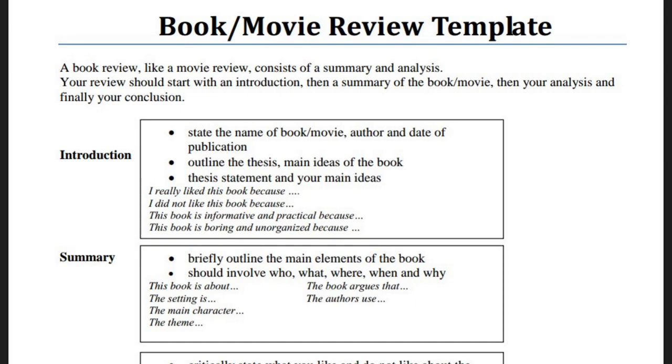Then the second thing that you must write is to outline the thesis, the main ideas of the book. Just a brief one or two sentence outline of what the book is all about. The third step is you have to give the thesis statement, and your main ideas will begin in this way: I really liked this book because... I did not like this book because... So it is better to say liked than to say not liked.